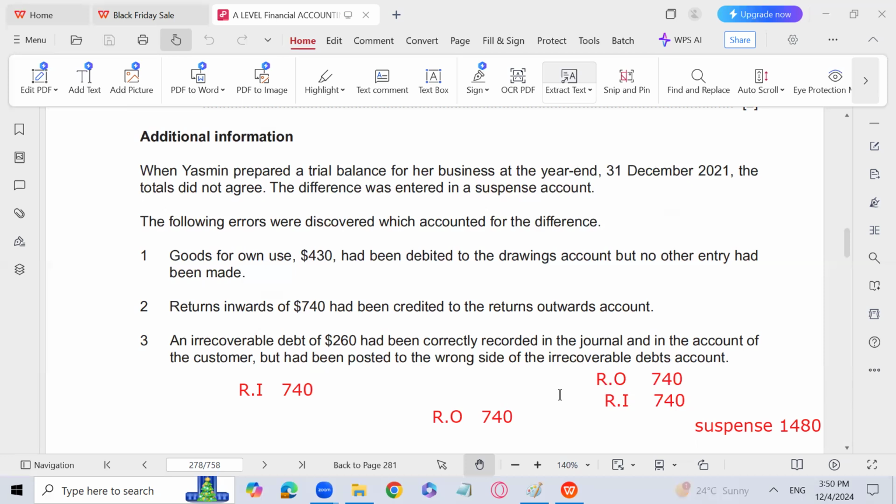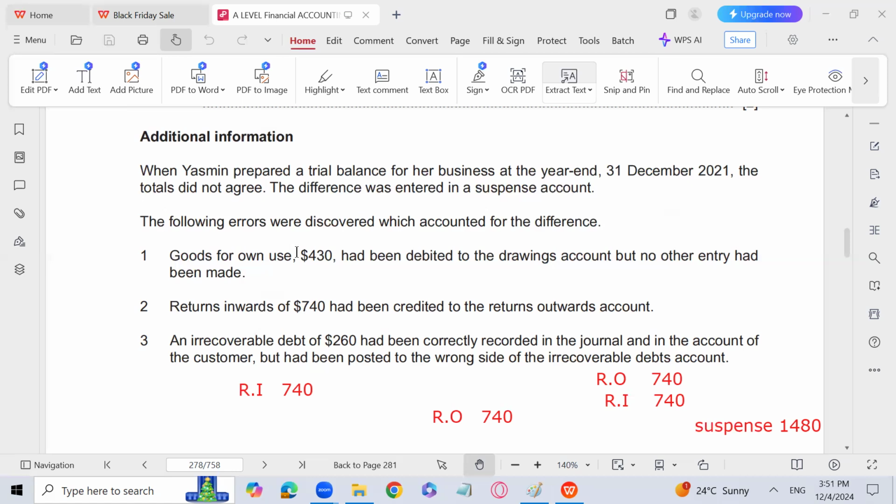Irrecoverable debt of 260 had been correctly recorded in the journal and in the account of the customer, but had been posted to the wrong side of the bad debts account. So the entry for the bad debts is irrecoverable debts debit and trade receivable credit. The problem is that we have credited trade receivable, but we have also credited irrecoverable debts. Now, irrecoverable debts will be debited, one for the correction of the error, one for the recording purpose. So irrecoverable debts is debited by how much? 520, and suspense is going to be credited. So bad debts debit 520, suspense credit 520.